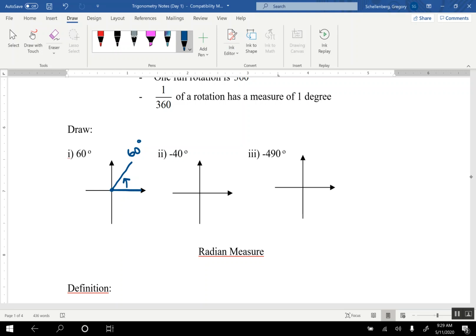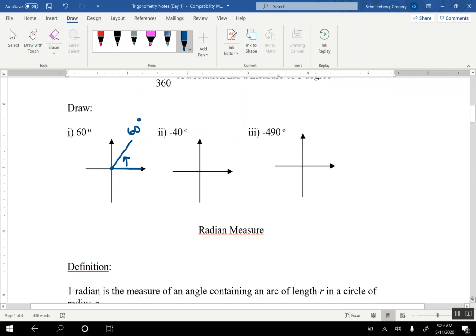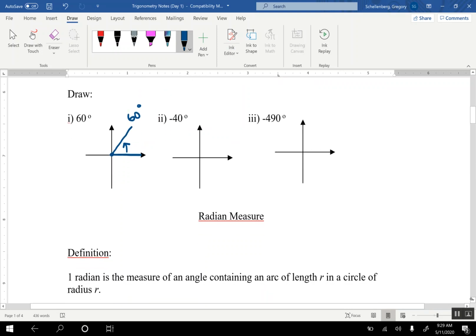Okay, -40 degrees. So again, this is an angle in standard position. So it initiates at the initial arm, positive portion of the x-axis, and it's a negative angle, so we're now rotating clockwise. Okay, so I'm going to do something like this. We'll label this as being -40 degrees.